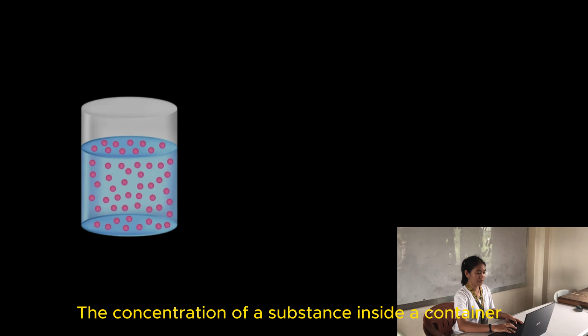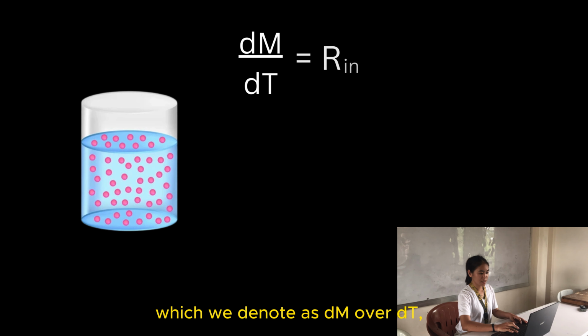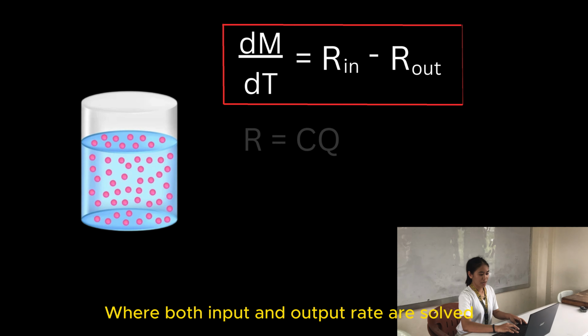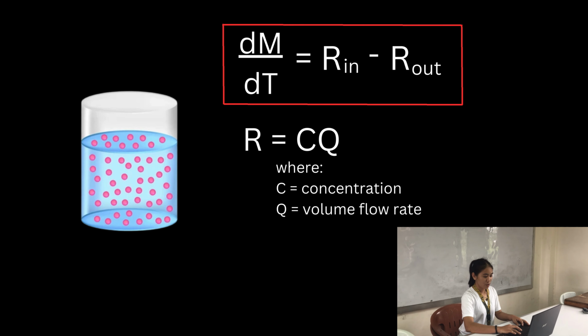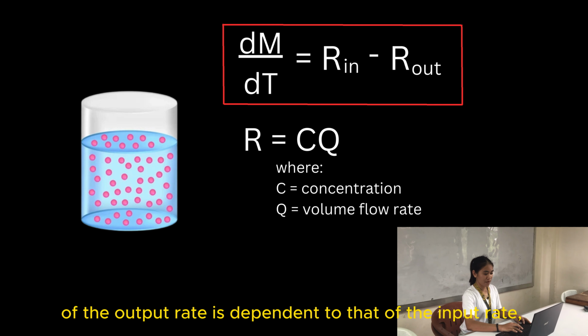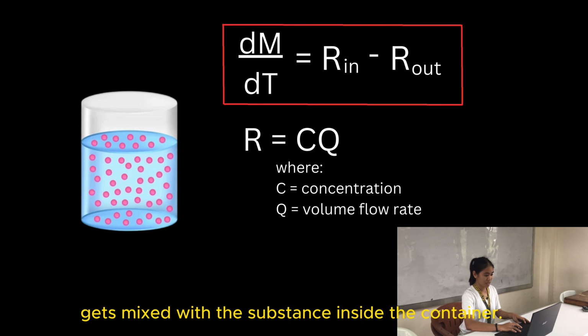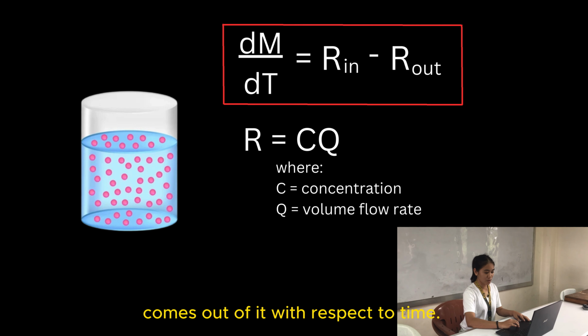The change of the amount of substance inside the container, which we denote as dm over dt, is equal to the input rate minus the output rate, where both input and output rates are solved by multiplying the concentration and its flow rate. We also need to remember that the concentration of the output rate is dependent on that of the input rate. This is because the concentration of the input rate gets mixed with the substance inside the container. Hence, it constantly changes the concentration that comes out of it with respect to time.